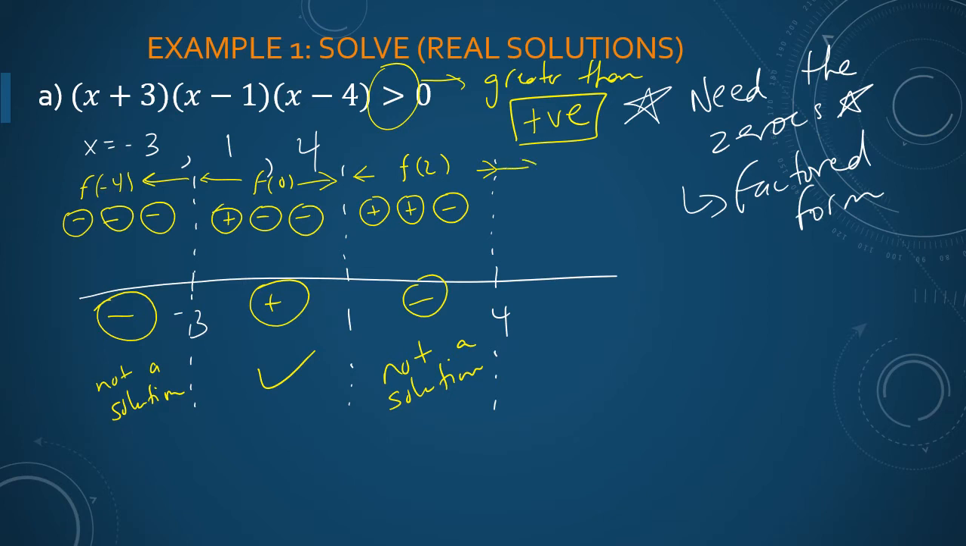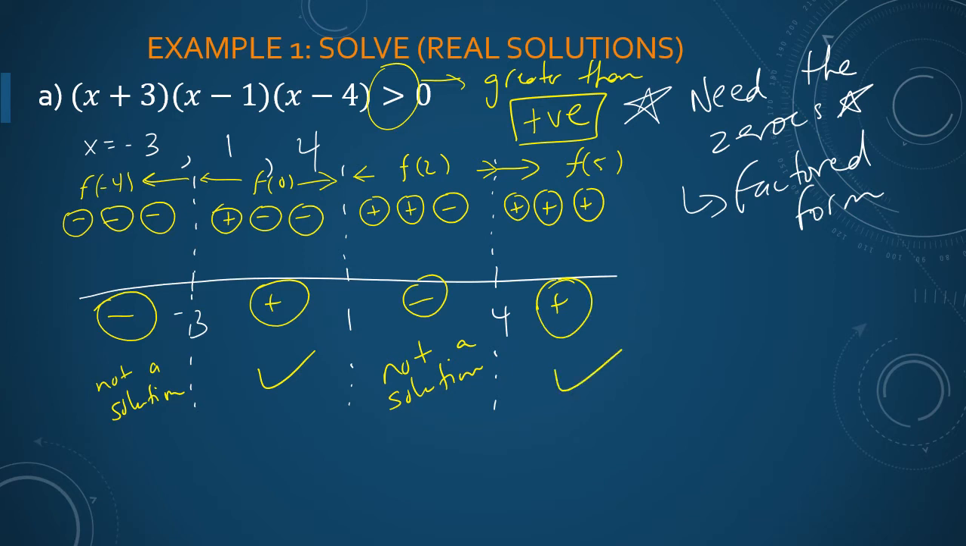Now I want to figure out what happens bigger than 4. Pick 5. You could pick 10. You could pick 100. Doesn't matter. 5 plus 3, positive; 5 minus 1, positive; 5 minus 4, positive. Net result positive. That is a solution.